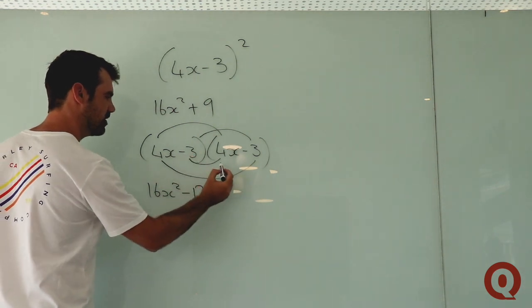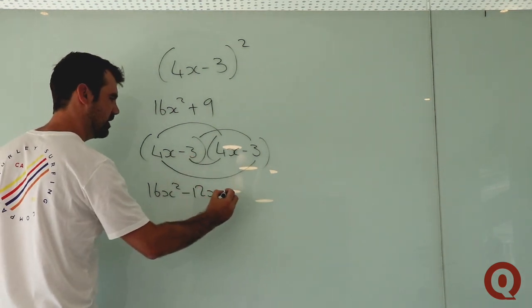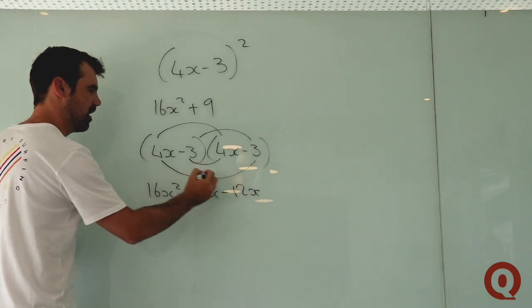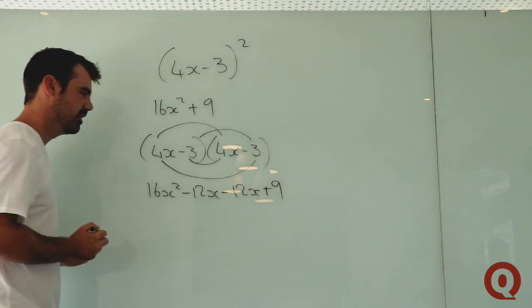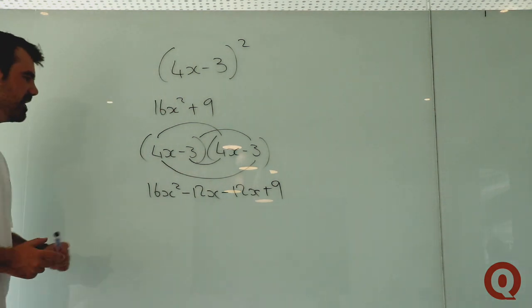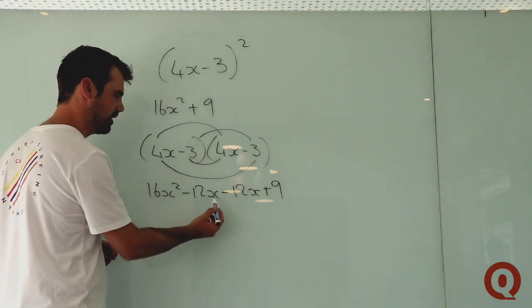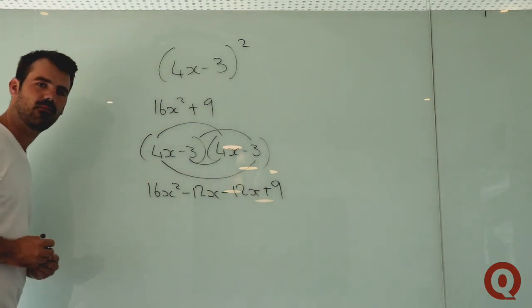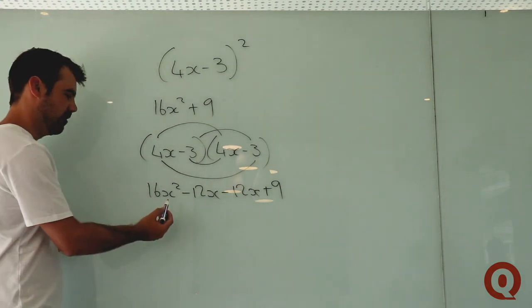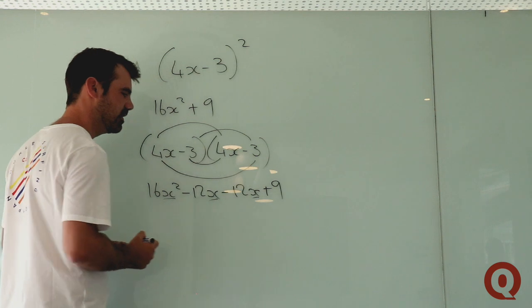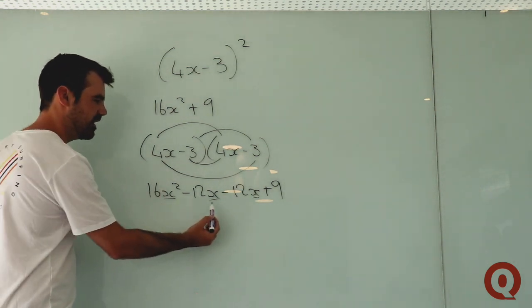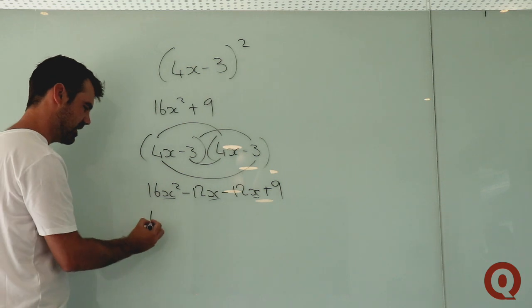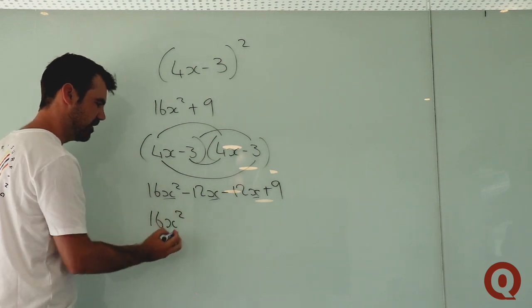Again, we follow the same rules. Negative 3 times 4x is negative 12x. And lastly, negative 3 times negative 3 gives me a positive 9. Now, let's go back to our basics. We have minus and plus signs. When we are minusing and adding with variables, we can only do it if our variables are identical. So we have an x squared term. Do we have any other x squared terms? No, we don't. So we bring this down, and we've got 16x squared.